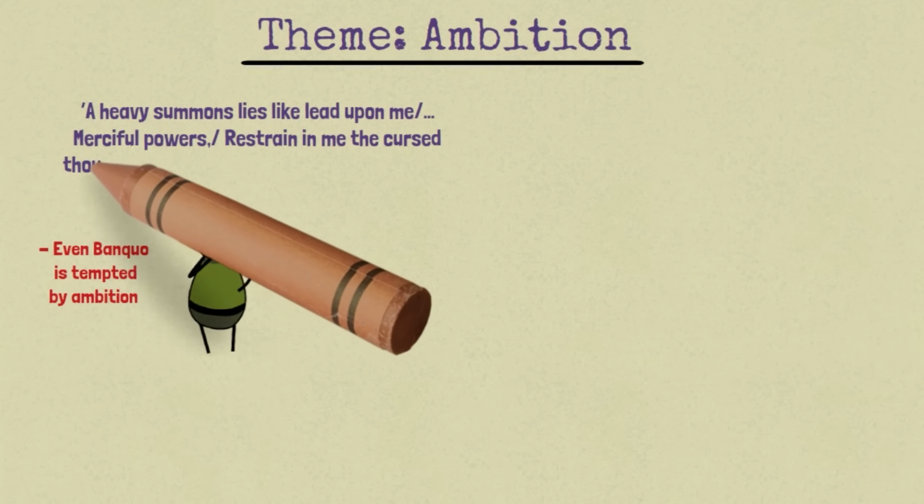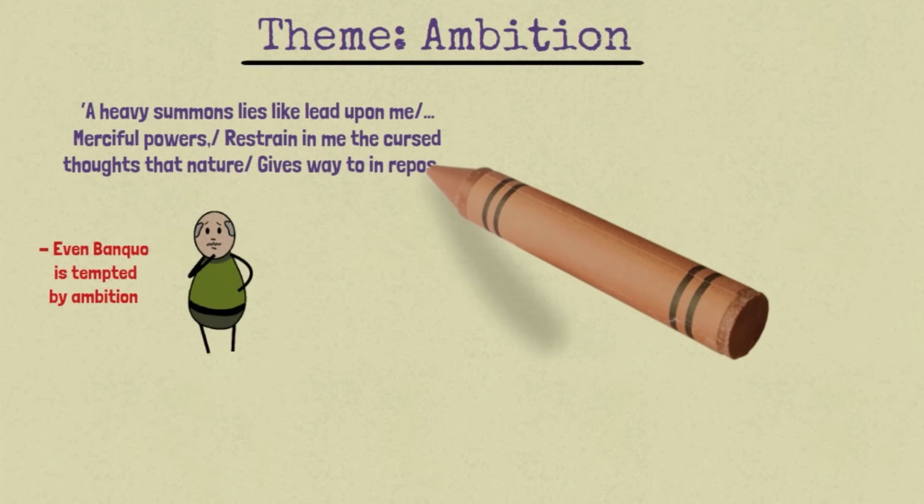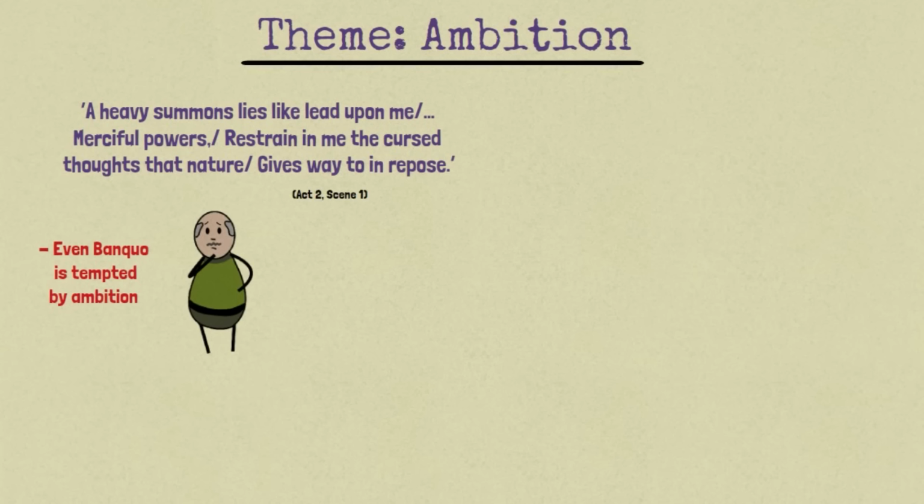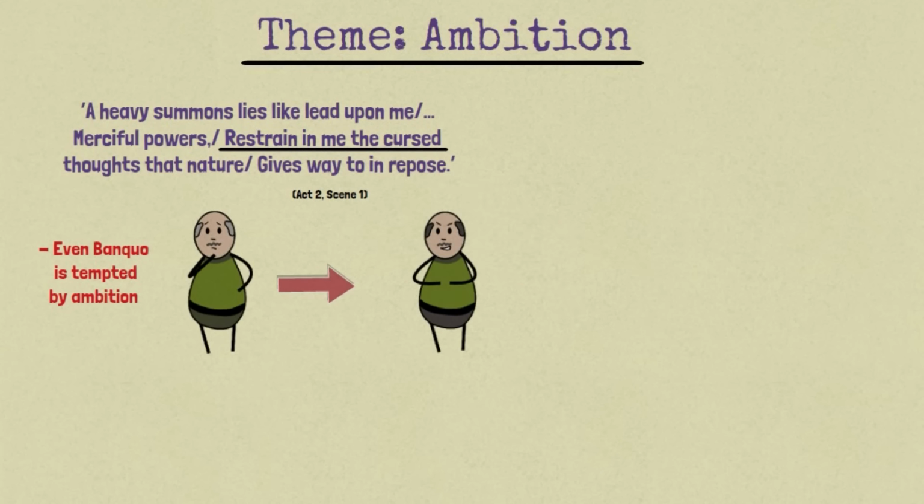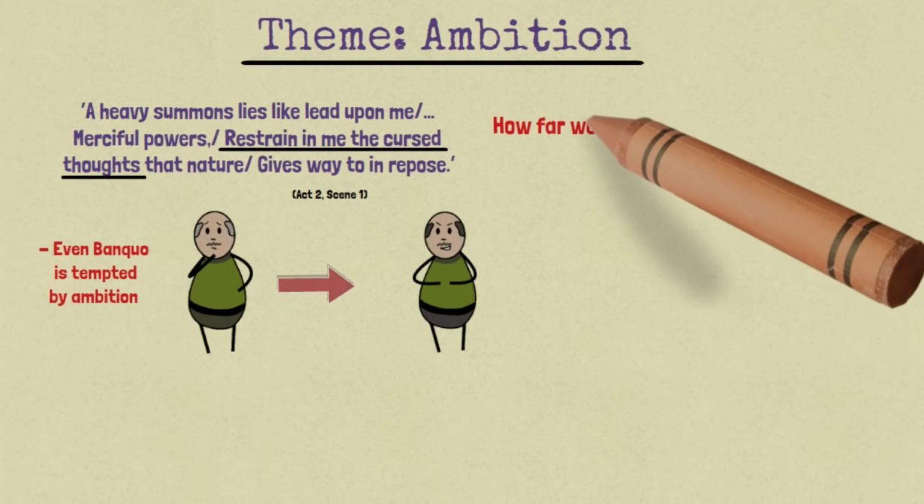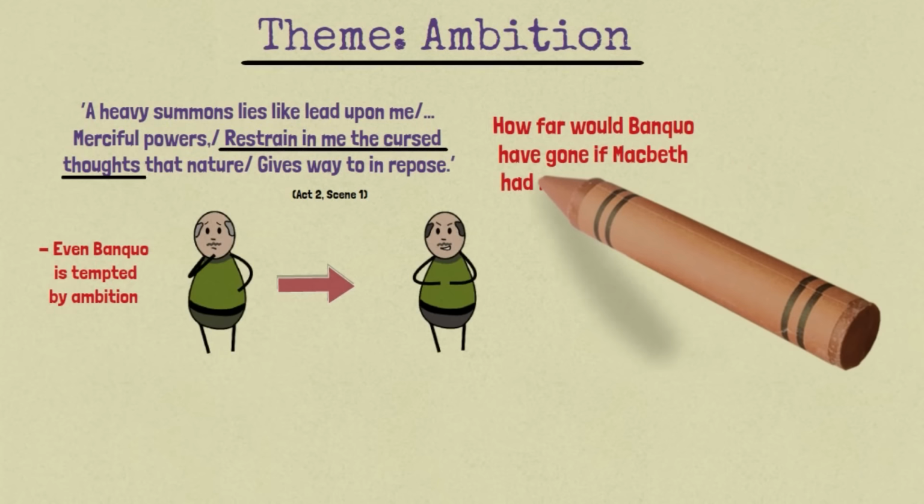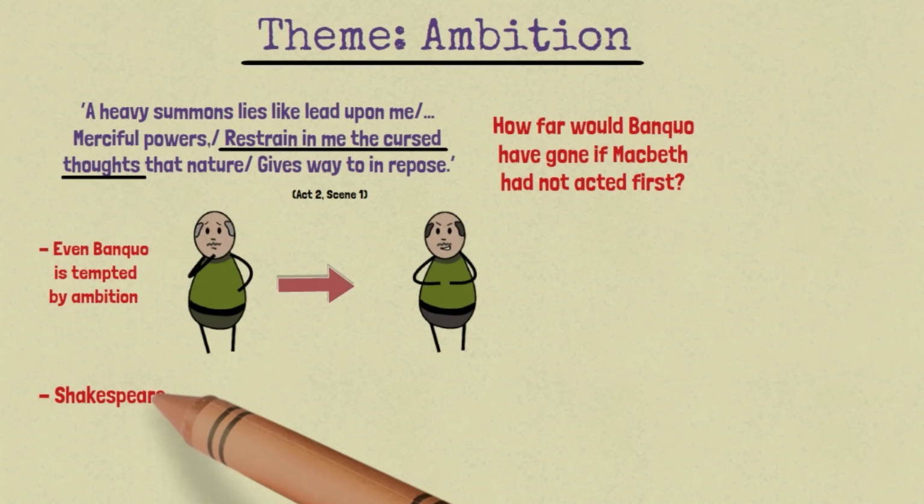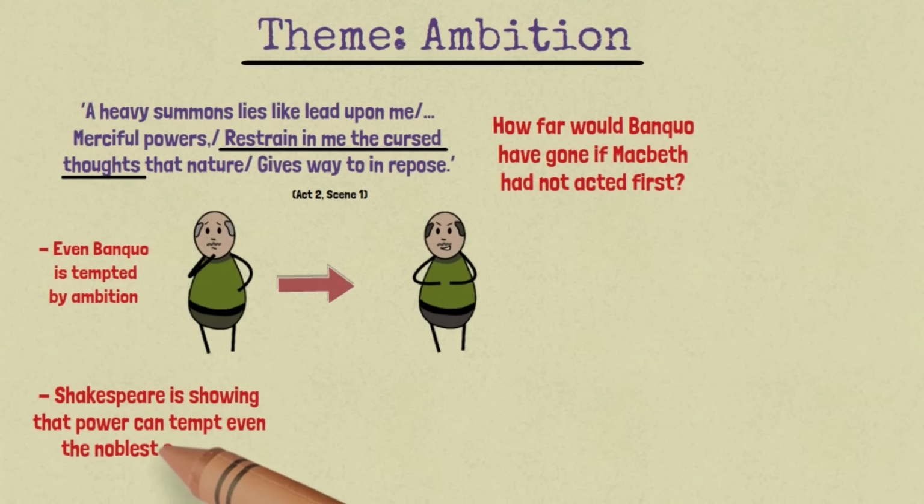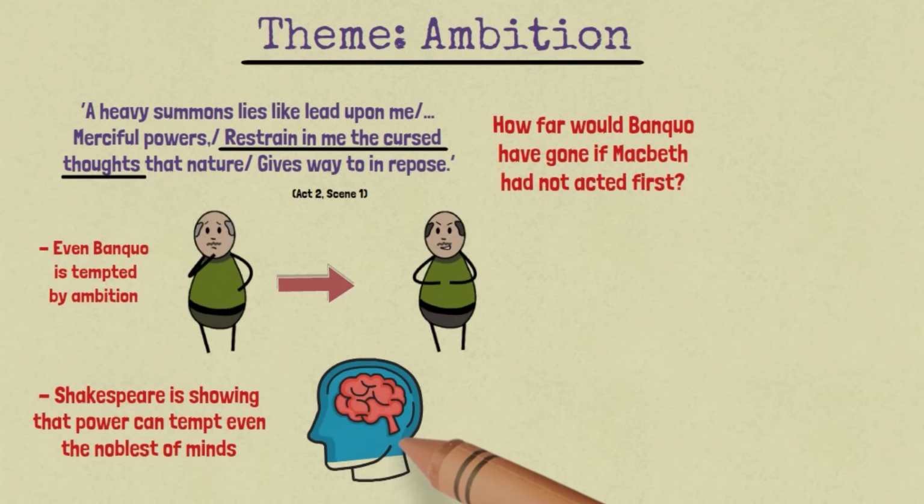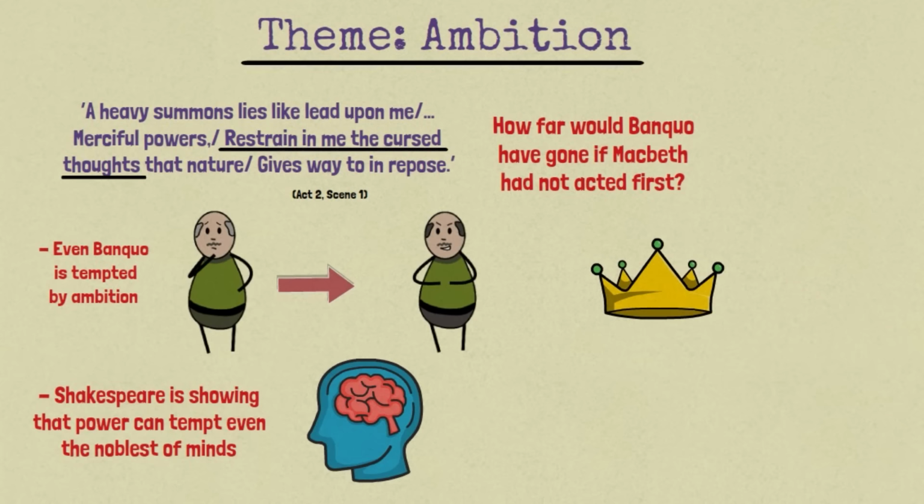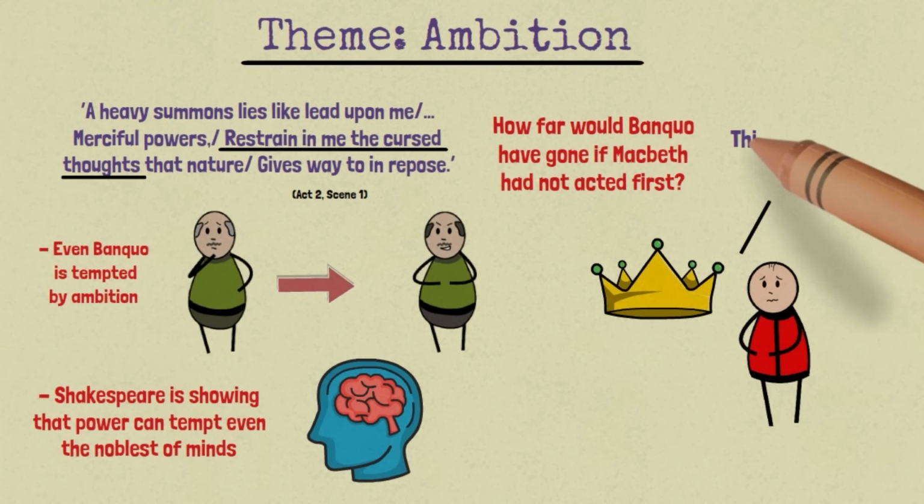"Merciful powers, restrain in me the cursed thoughts that nature gives way to in repose." Despite his noble character, he too has a dark side, and we'll never know how far Banquo's cursed thoughts might have taken him if Macbeth had not acted first. This shows how the promise of power can affect even the noblest of minds, and reminds us that any of Duncan's captains may have made the same choices as Macbeth had they been promised something so tantalizing as the crown.